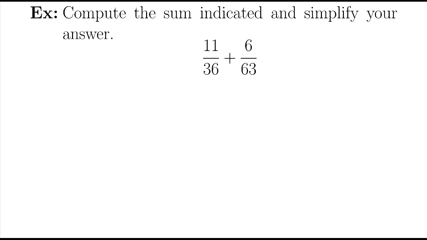All right, 11 over 36 plus 6 over 63. Now this is just a mean question. I don't know why they would do this to you, but whatever, we're going to deal with it. All right, so 11 over 36, 6 over 63. These are not common denominators, so we need to figure out a common denominator. I didn't want to do this, but whatever, we'll do this anyway.